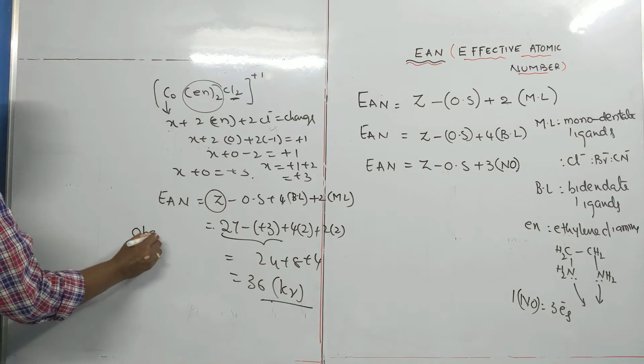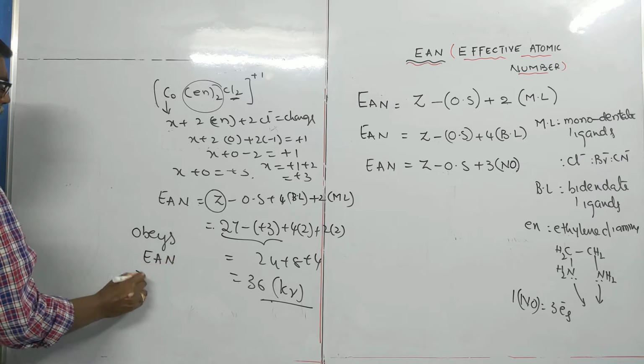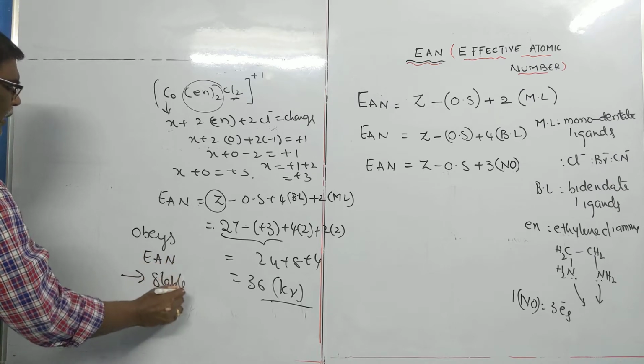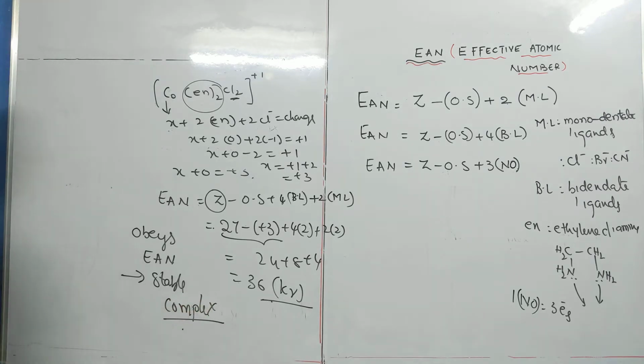So it is following which one? It obeys the EAN rule. It obeys the EAN rule. So this is a stable complex.